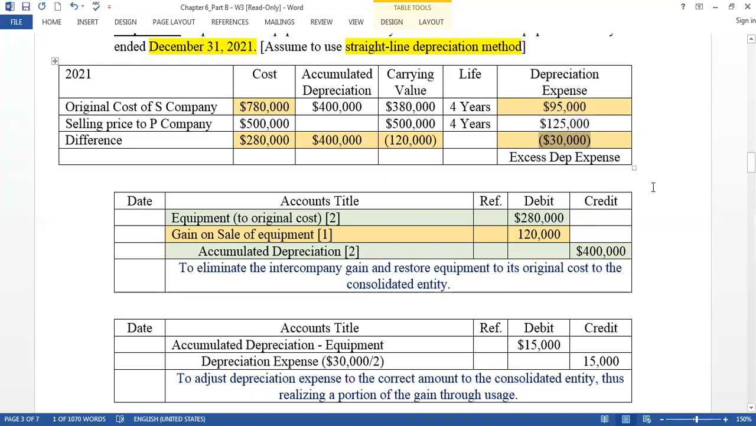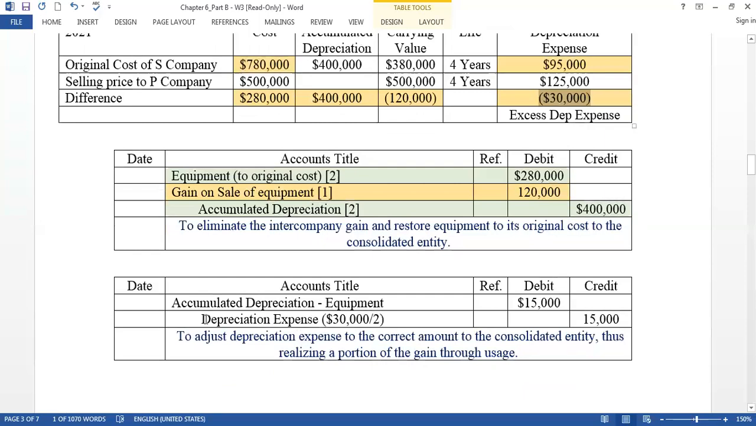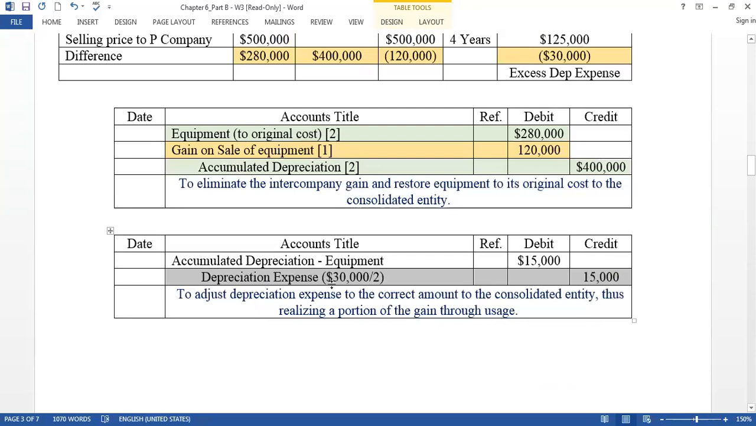So according to this example, we have excess depreciation. Now we are going to minimize this. If you record depreciation expense credit, try to understand, what does it mean? It means that your depreciation expense decreases, right? And the opposite, you have to record accumulated depreciation debit. So accumulated depreciation, equipment debit, and depreciation expense credit, $15,000.